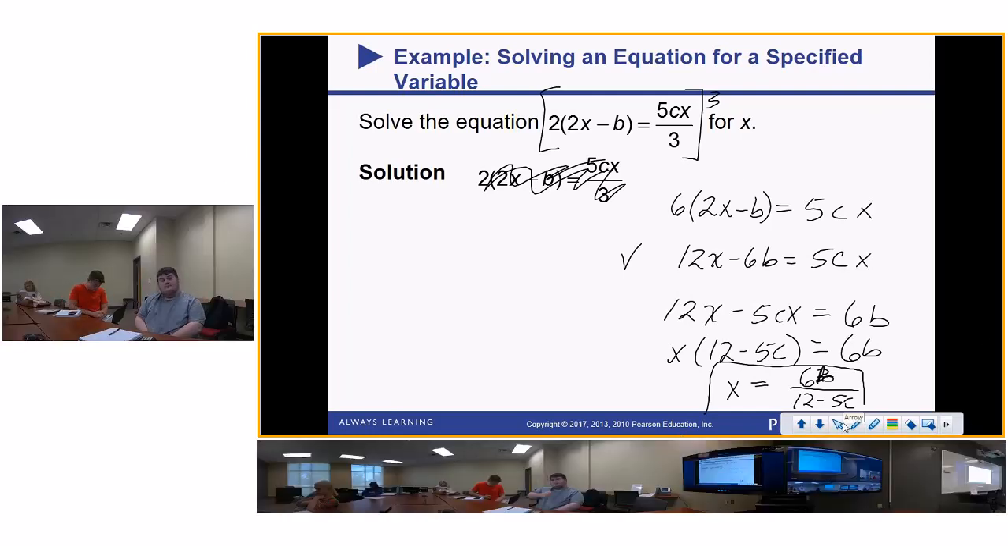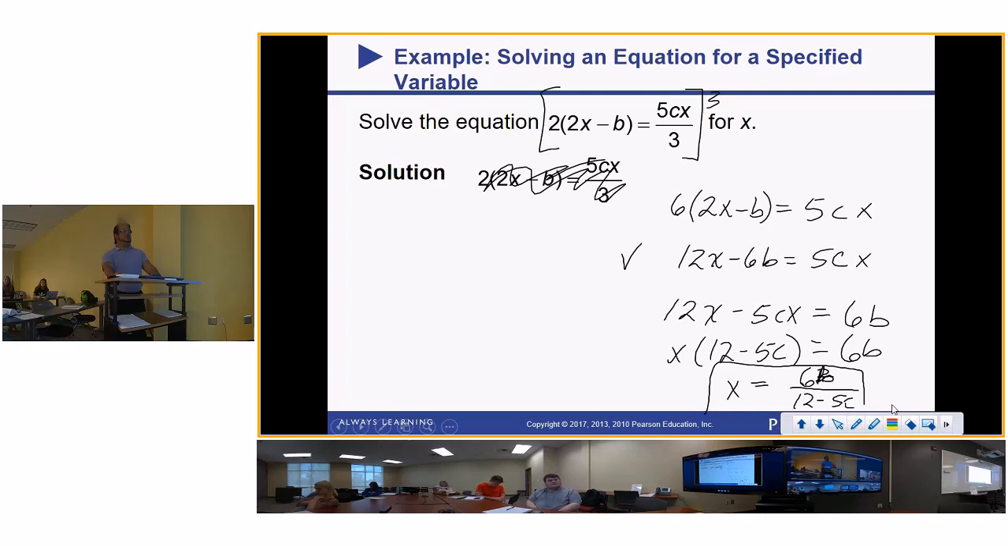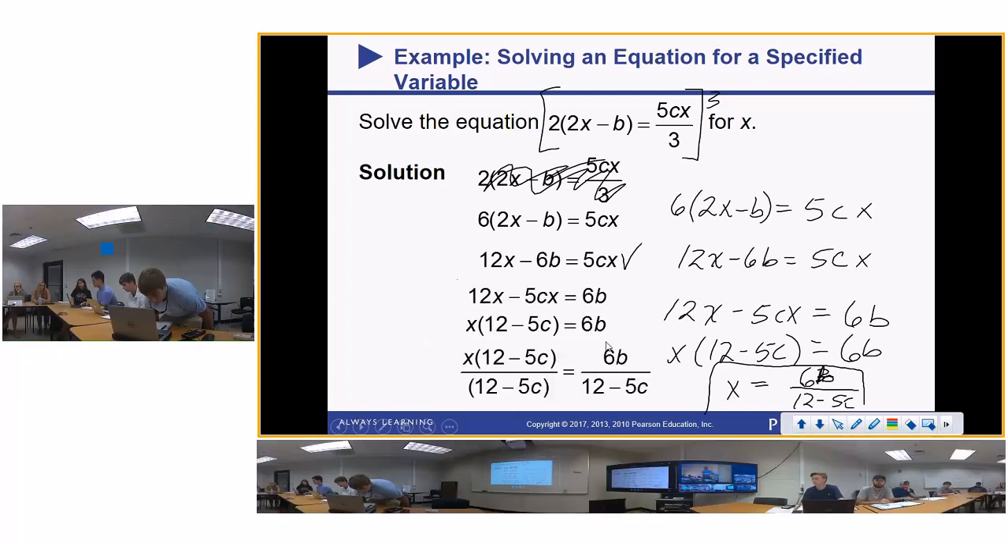I got one text about a meeting, and how many times did my phone go off? What? 6b over 12 minus 5c.